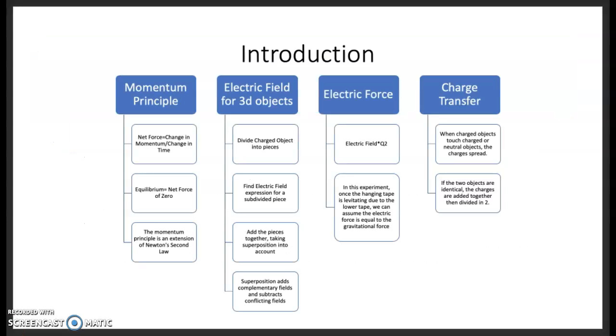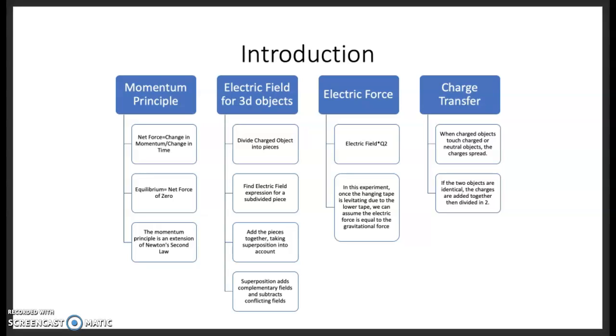A few important ideas before we start. We need to remember that the momentum principle is an extension of Newton's second law. It states that when a system is at equilibrium, its net force is equal to zero. This is important because we will use this to assume that the electric force is equal to the gravitational force.